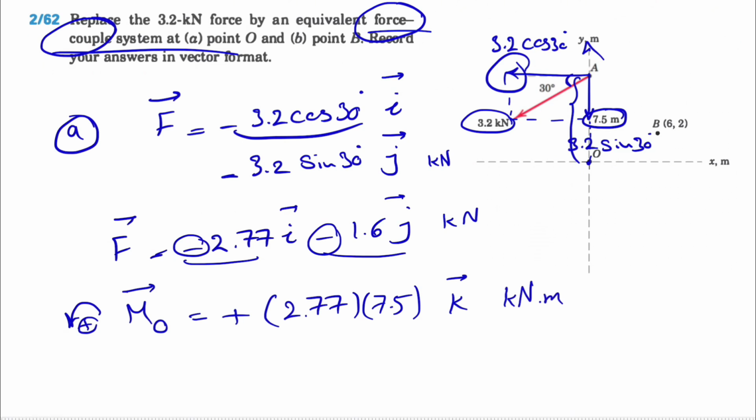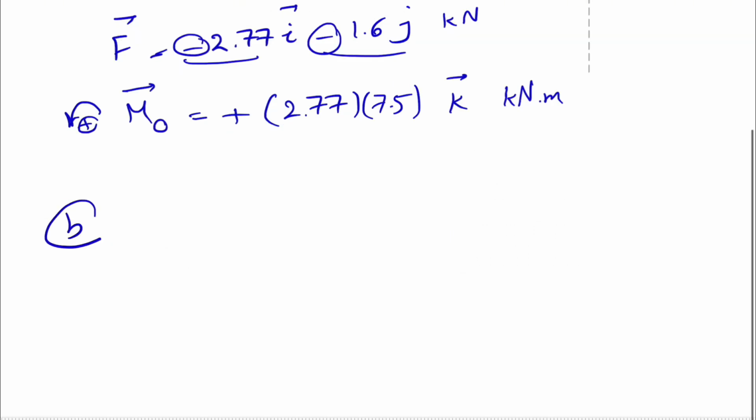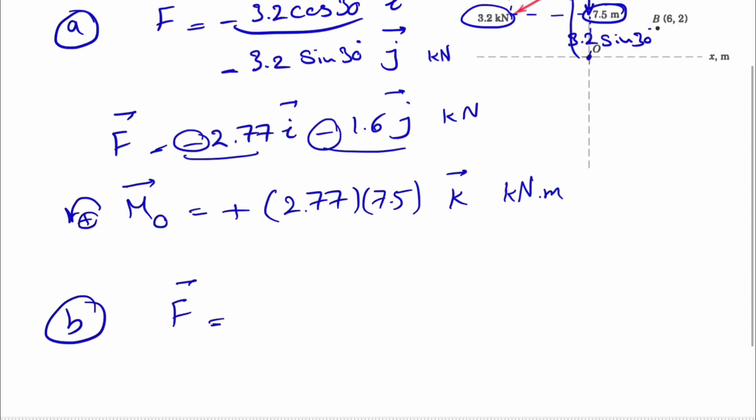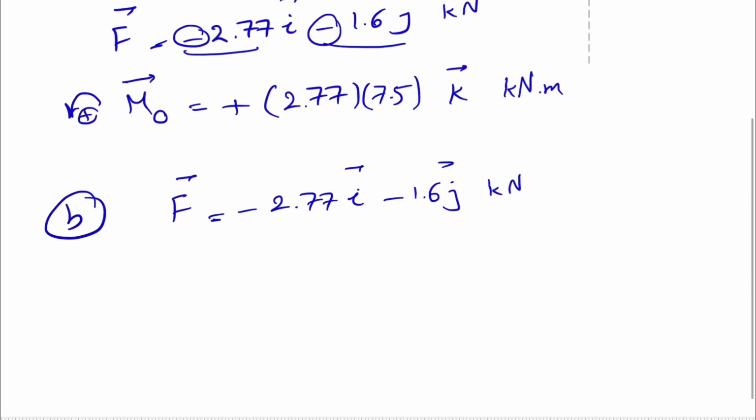Let's move on to the B part, where we need to find the moment about point B. So this is our B part. As I mentioned, the force will be the same because that's the only force that we have in here, regardless of the point that we are trying to find a moment about. So again, minus 2.77 i minus 1.6 j, and this will be kilonewton. That's our F, and we are trying to find a moment about point B, counterclockwise positive.